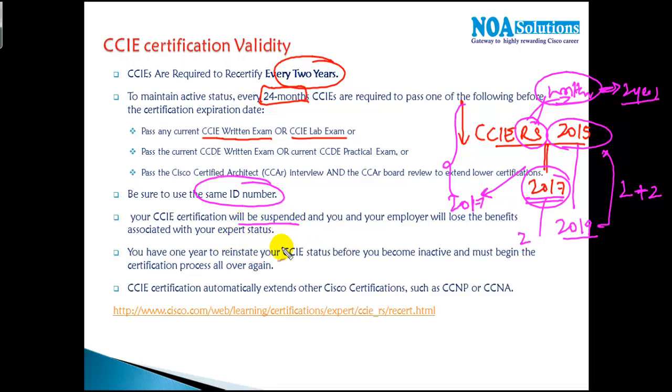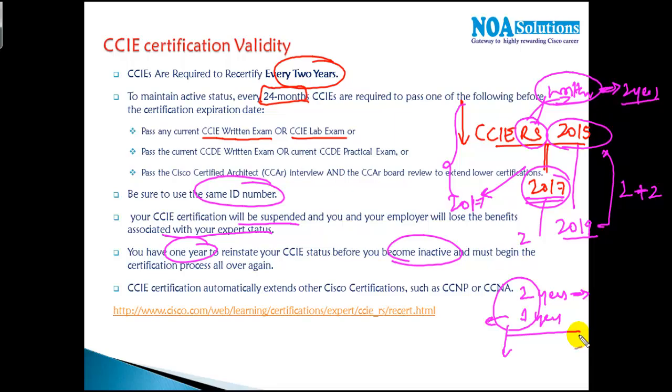and your certification will be suspended, and you or your employer will lose the benefits of the associated expert status, if you don't do that. You have a 1 year grace or reinstatement period where your certification will be referred to as inactive, which means you have 2 years of time, and the next 1 year will be in inactive status. So after 3 years you cannot recertify again. That is your inactive state, we can say. If you do anything after 3 years, you have to start the overall process again from the basics.